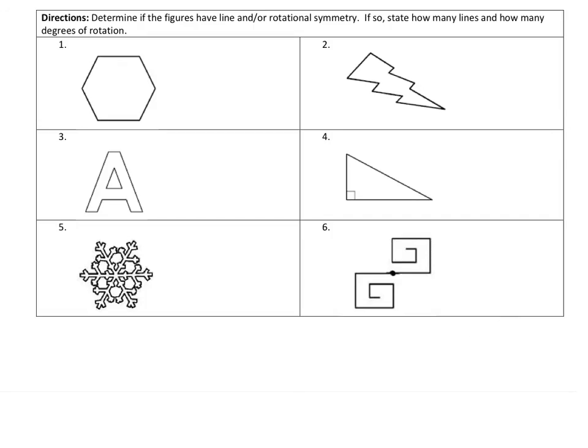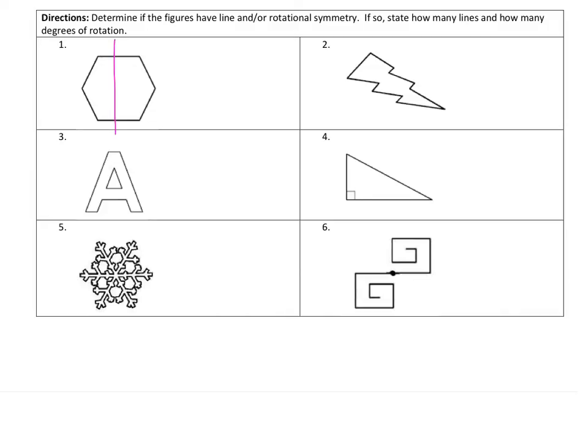For each of these questions, we are going to figure out, does it have line symmetry? If it does, how many? And we are also going to figure out if there's rotational symmetry, and if so, what are the degrees of rotational symmetry? For number 1, I'm going to do my line symmetry in pink.